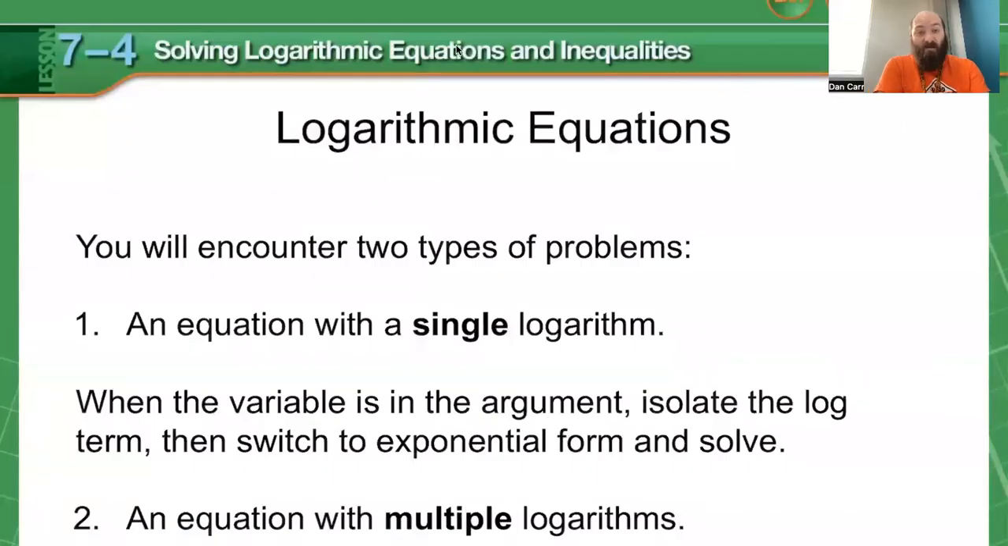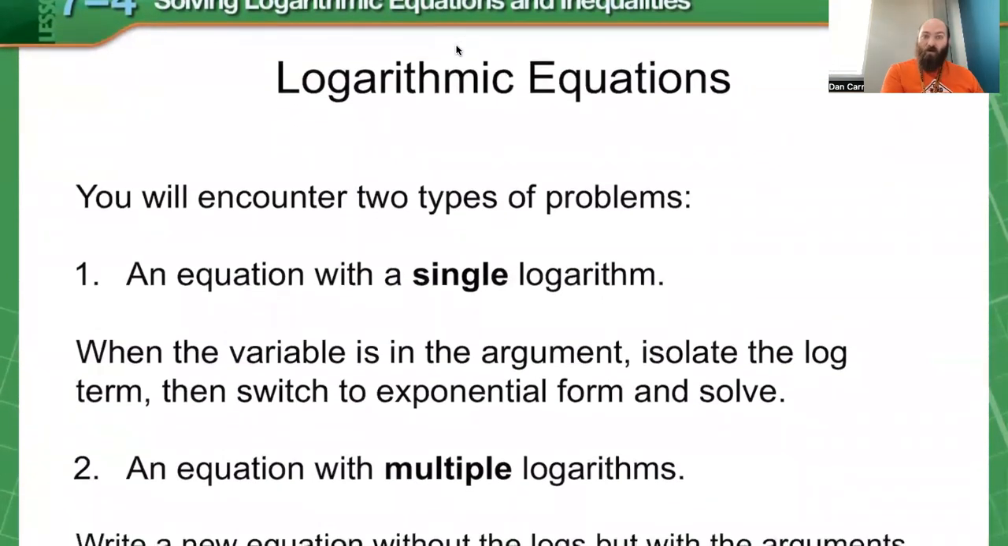Today we're going to talk about 7-4 logarithmic equations. A big goal today is how to solve them. There are two types that you'll encounter for logarithmic equations. There's the kind that has a single logarithm, so it just has one log base something of whatever. When the variable is in the argument, we isolate the log term, then switch it to exponential form and solve. That one's not too bad.